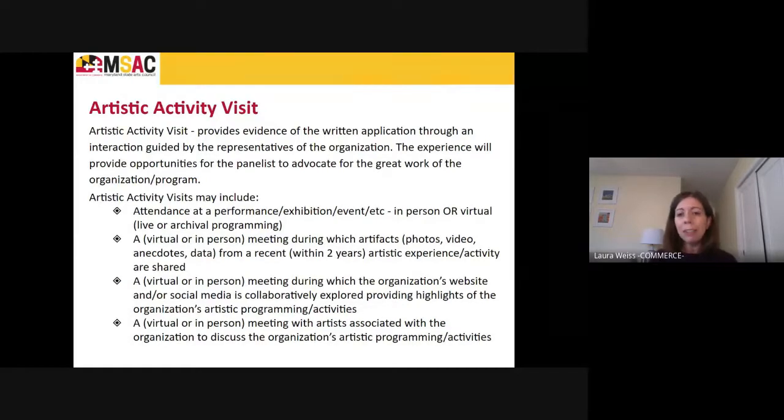So as you can see, there's a lot of flexibility here in what is termed the artistic activity visit. We really do rely on the organization to guide what will be experienced by the panelist. But it is an artistic event, experience, or programming, something so that they can relate that back to what is in your written application.